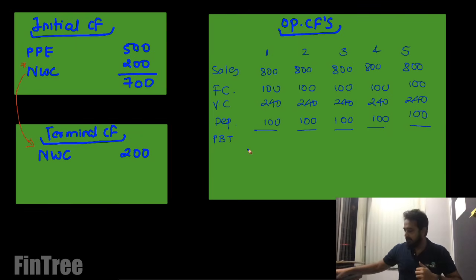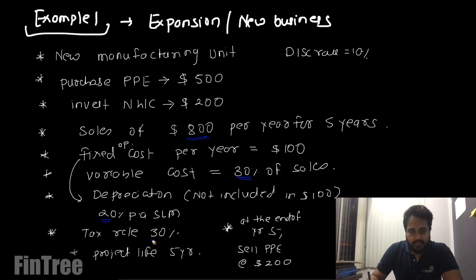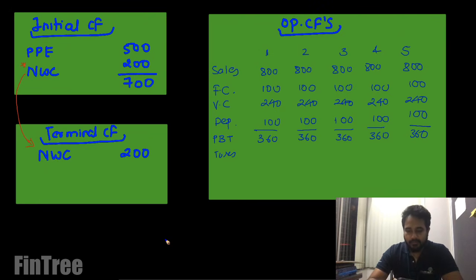So let us calculate the profit before tax. How much is that going to be? That's going to be 800 minus 440. So each year my profit before tax is 360. But wait a minute, because we have to take care of taxes here. Let's see what taxes we're looking at. Tax rate is 30%. So on 360 we'll have to pay 30% taxes. I just calculated 30% on 360, so each year we have to pay taxes of 108.